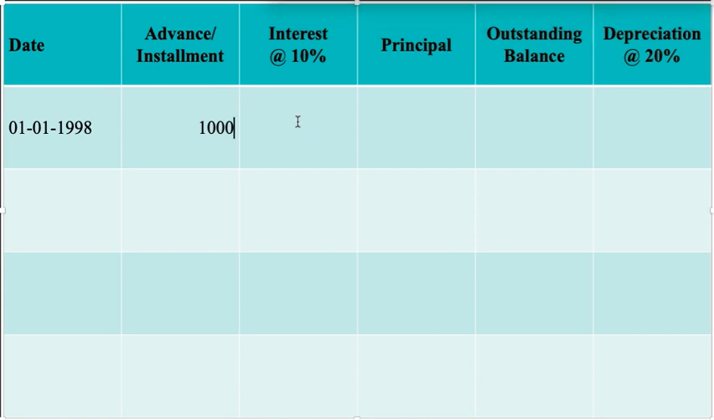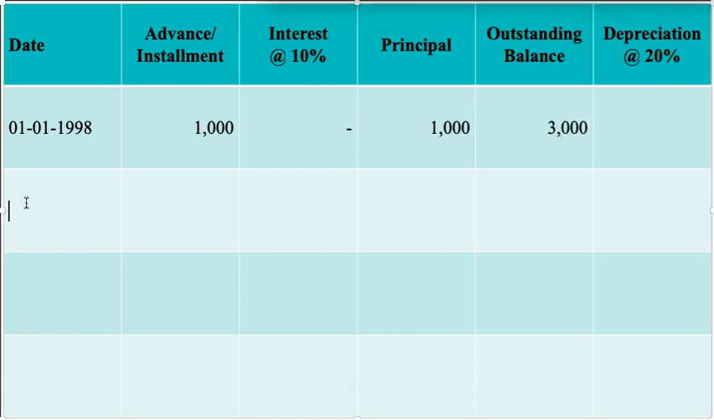Fine. Then there will not be any interest on this amount because it is an advance. So here the principal amount will be how much? It will be 1000 rupees. Now the outstanding balance here is how much? 4000 rupees is the cash price, 1000 is paid as advance. So the outstanding balance is 3000 rupees, right?